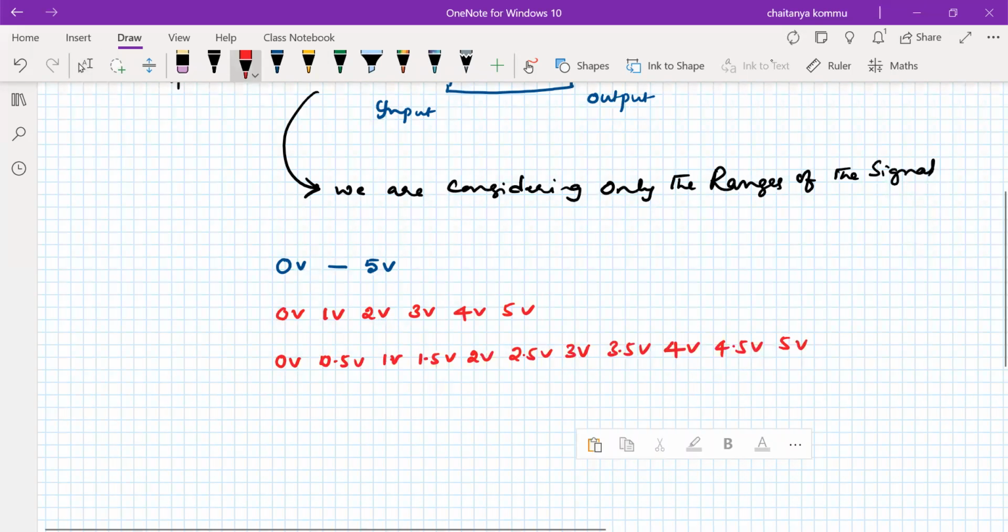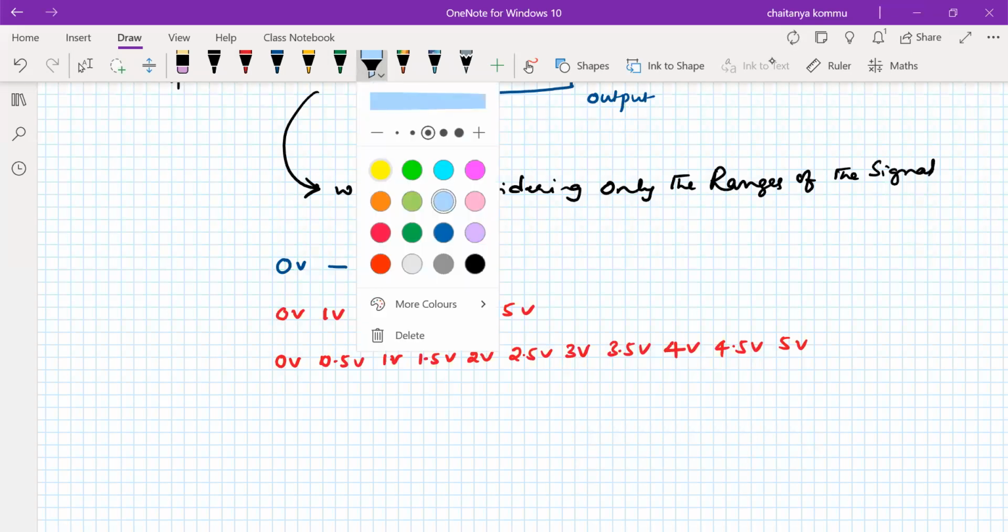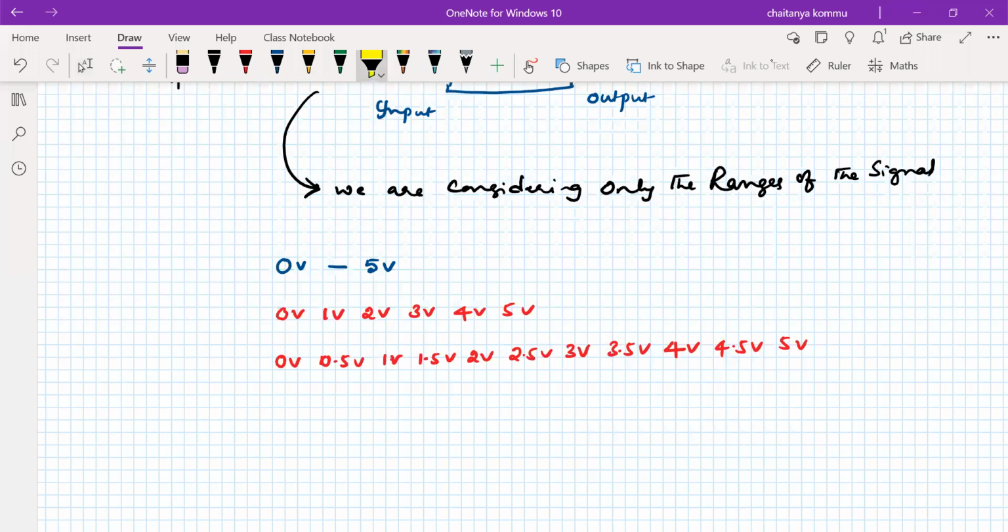Instead of applying 0 volt as one input to the digital system, 0.5 volts as another, and 1 volt as another, I can combine all these values up to this point, for example. All these voltage values are treated as one logical value called logical zero. So digital information can be represented by a particular digit called zero. Logic zero stands for whatever values are available here. Clear?